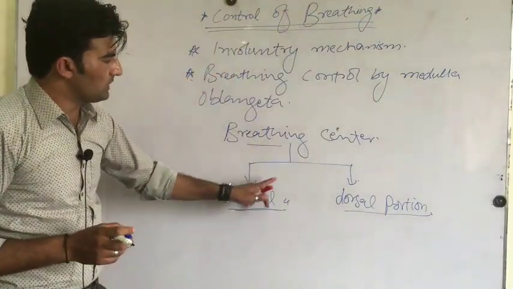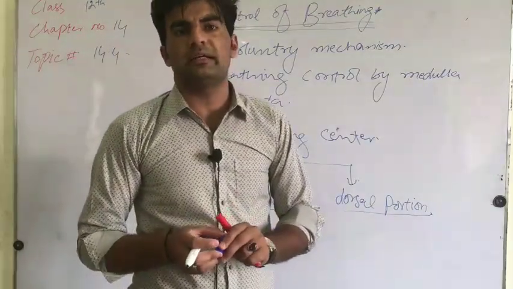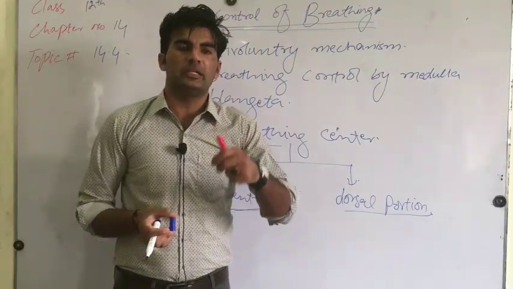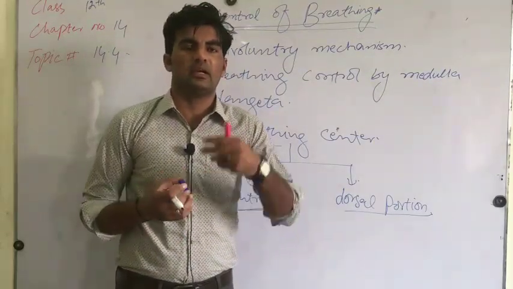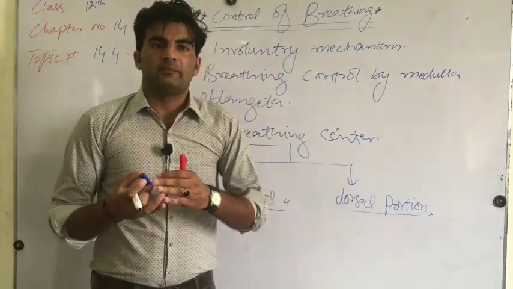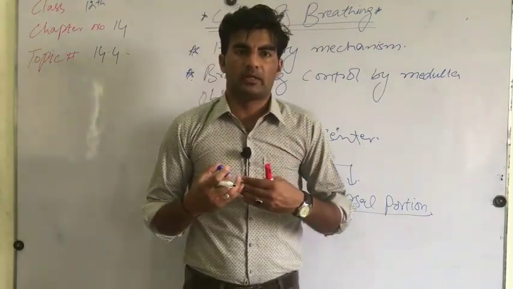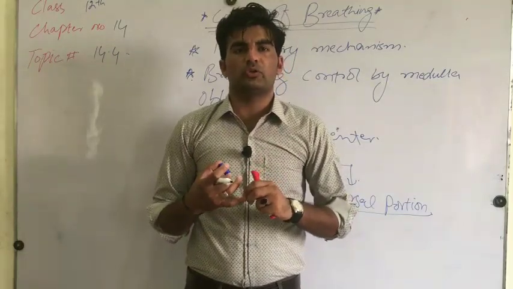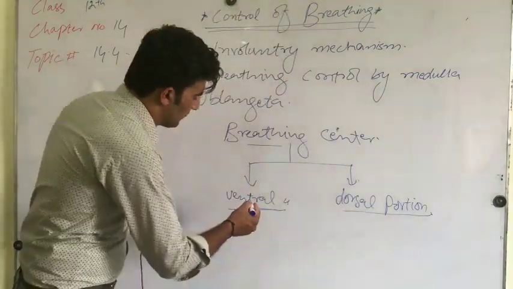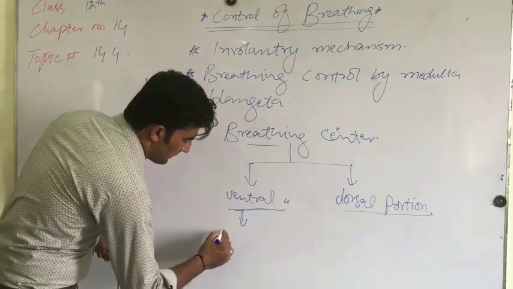The function of the ventral portion of the breathing center is that it controls the rate and depth of the air taken from the environment during inspiration. When we inhale oxygen and gases from the outer environment, the ventral portion controls the rate and how deeply we inhale air into our body. So the function of the ventral portion is to control inspiration, the entry of gases during inhaling.